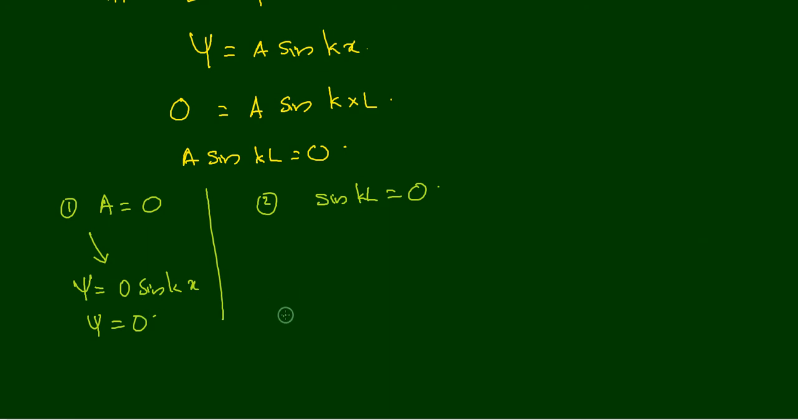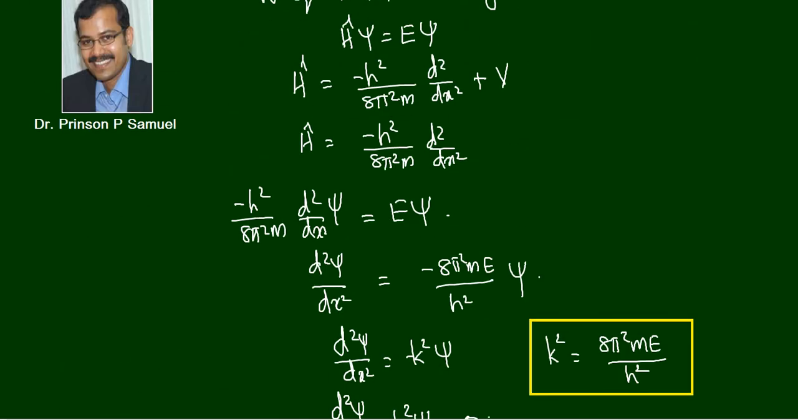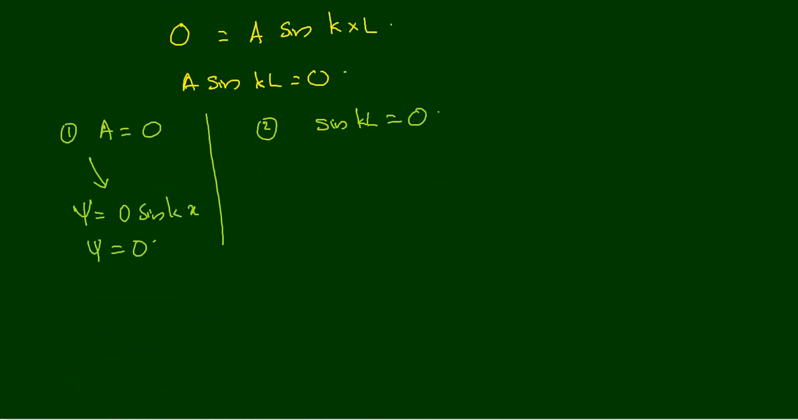That is impossible. The particle must be somewhere inside the box. So at some point x, the particle should be there. So psi is equal to 0 for any value of x is an impossible condition. So a is equal to 0 is not a possible condition. So we have to go for the second condition, that is sine kL is equal to 0.